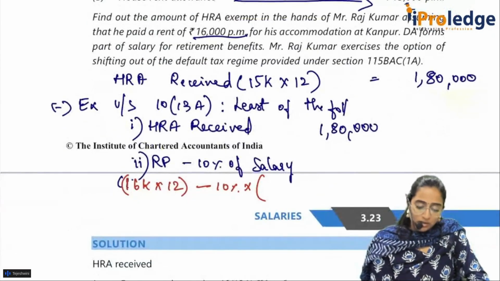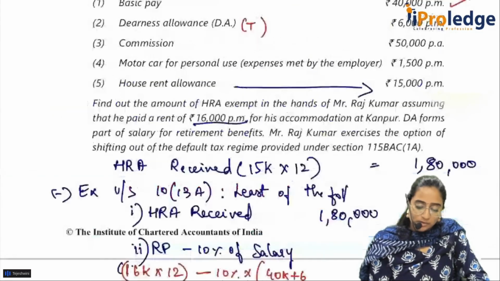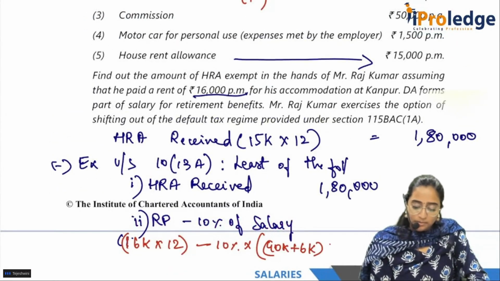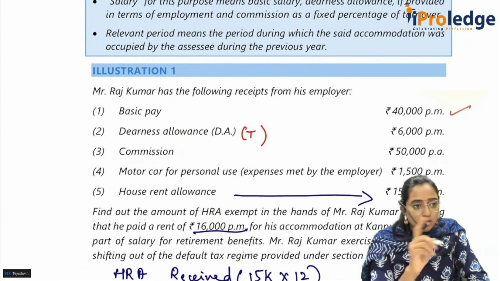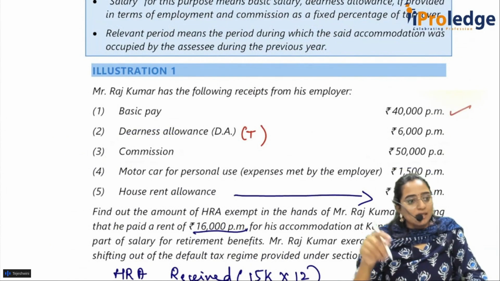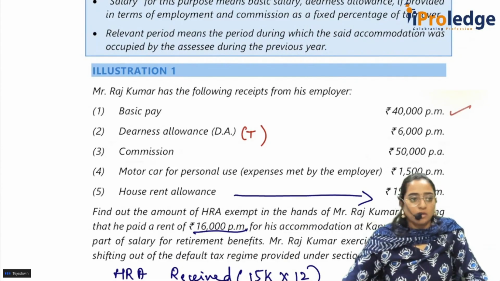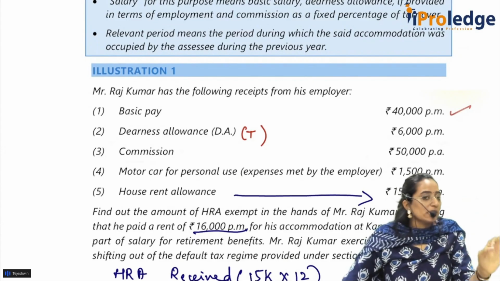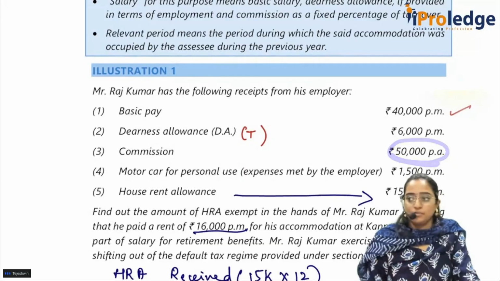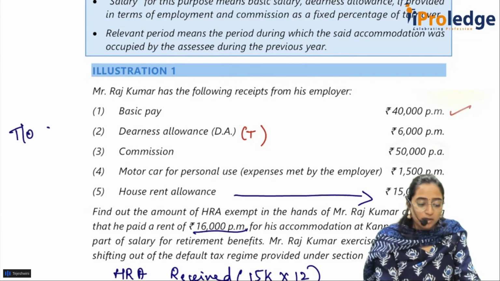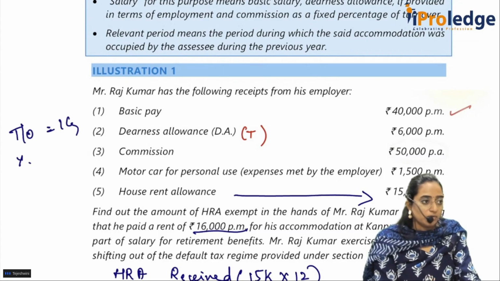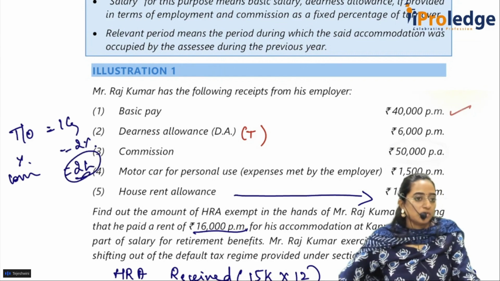So now tell me, how much is it going to be? 40,000 rupees plus 6,000 multiplied by 12 months. What about commission? We have not taken commission. The commission, the 50,000 we have considered, is it a fixed percentage of turnover? It is a fixed amount per annum, not commission on turnover. Fixed percentage means they should have given turnover of 1 crore and a commission percentage of 2%, which would be 2 lakh rupees, to be considered in the salary definition. Have they given that? No. So we'll just ignore it.